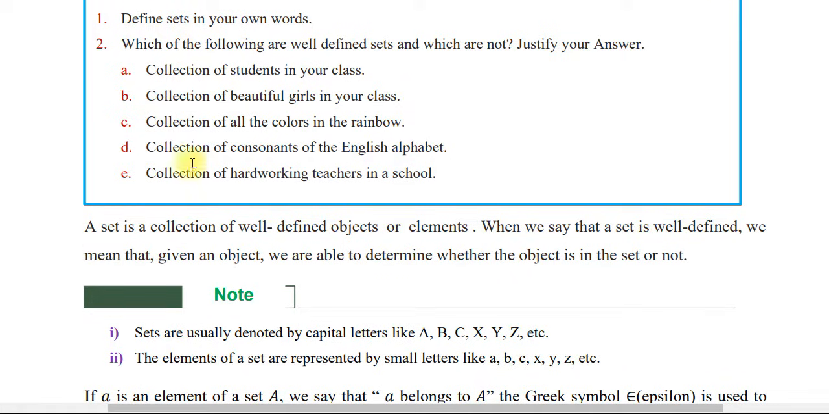A collection of well-defined objects or simply elements.